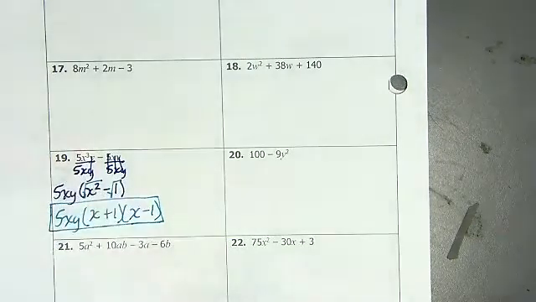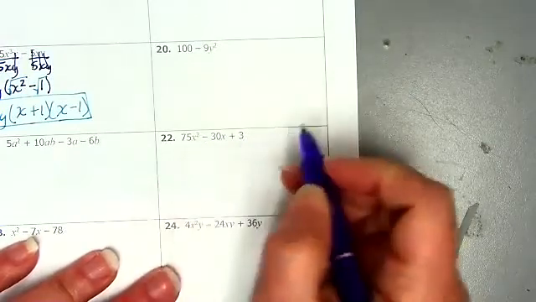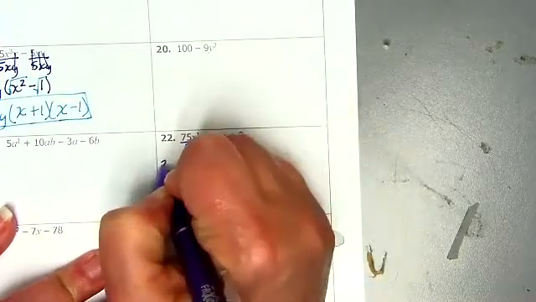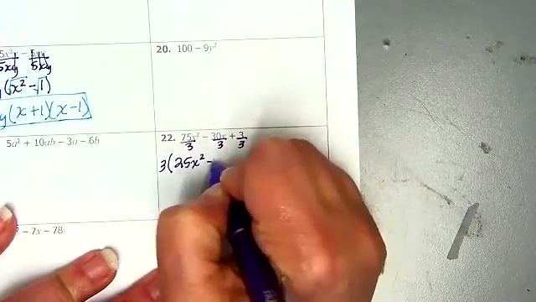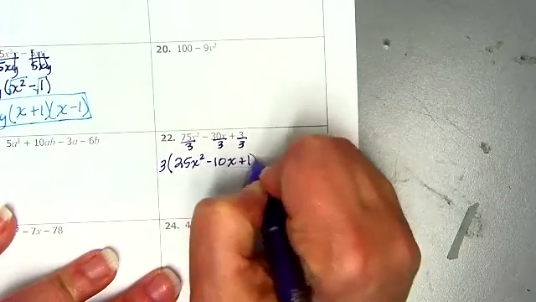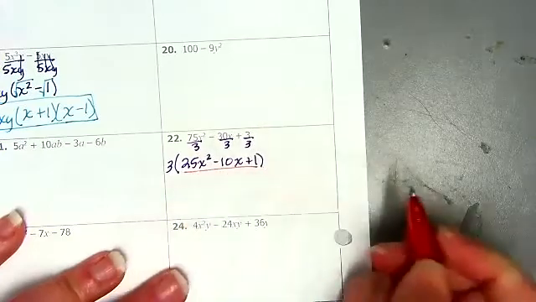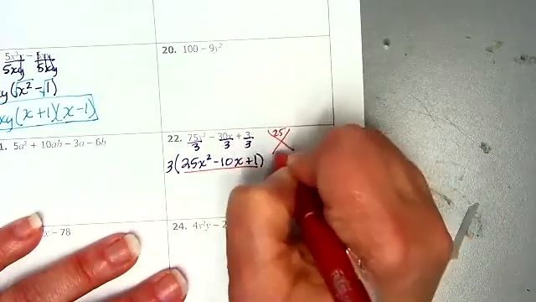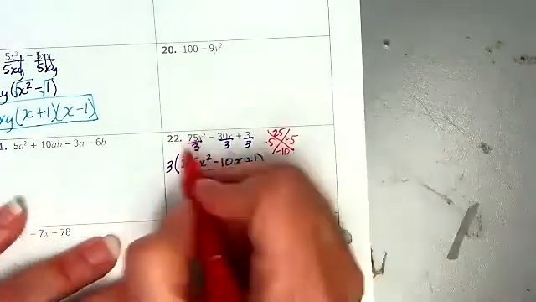Excuse me. Let's look at 22. Okay, this is a trinomial. I'm first looking to see, is there a GCF? Yes, I can divide each one of these by 3. I'm going to have 3, open parentheses, 25x squared minus 10x plus 1. Now I've got to factor this trinomial that's in the middle right here. So I do the product sum box, 25 times 1, so that's 25, and -10, so that's going to be -5 and -5.